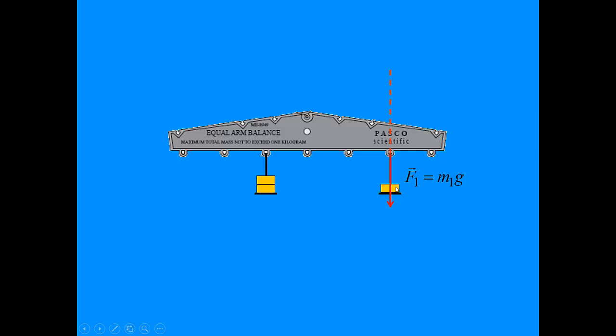Now, if we extend F1 up, this has a fancy name. It's called the line of action. This is the line along which the force acts. Okay? Now, why do we want that? Because then we can draw this distance. This is the distance from the axis of rotation to the line of action of the force when they are perpendicular to one another.